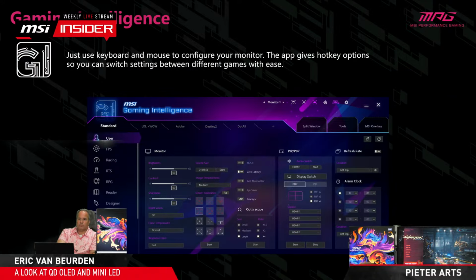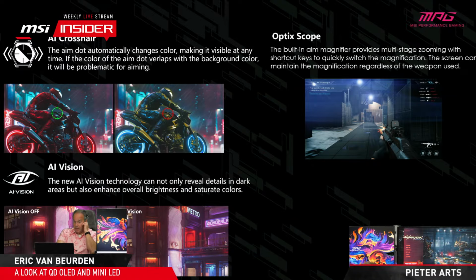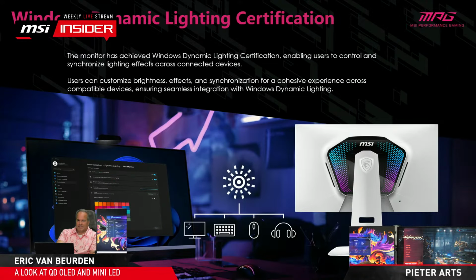Gaming intelligence, we already showed you. AI Crosshair, AI Vision, and Optic Scope. Optic Scope basically is a zoom function, so whatever you aim at is zoomed in. These are all AI cheat functions. Yeah, maybe. And you know, I never use it. Windows Dynamic Light, we already talked about it. Yeah, I think this is quite interesting because you don't need any third-party software.